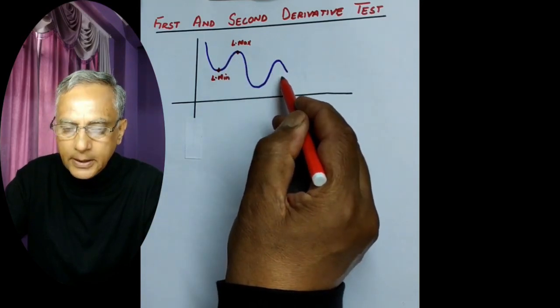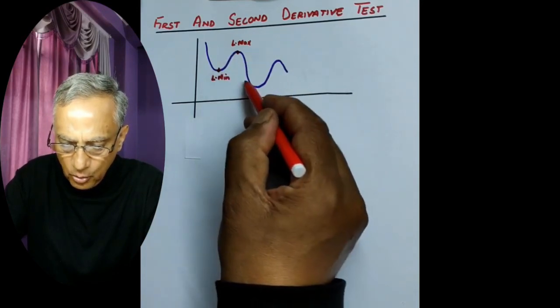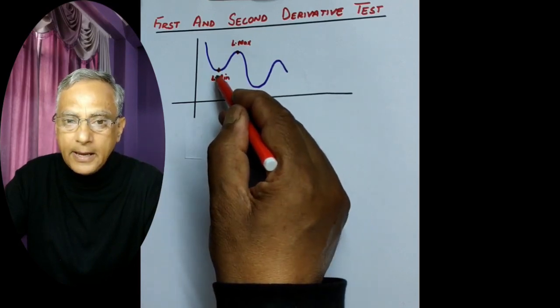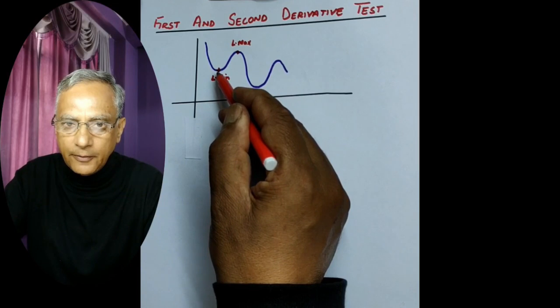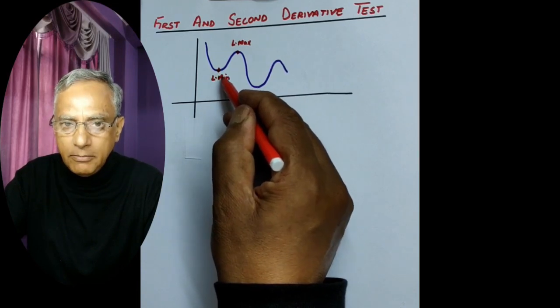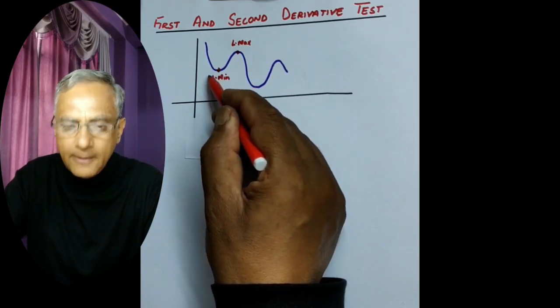And you can note that this value is not the minimum value of the function in the whole of its domain. This value is smaller than this. This is smaller than this. So this is not the minimum value of the function. This is not the absolute minimum. It is minimum only in its neighborhood.